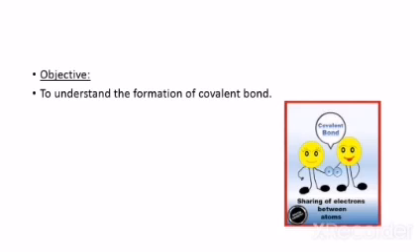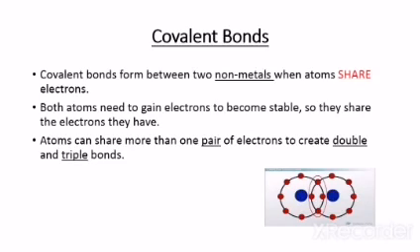Our lesson today is about covalent bonding, which is electron sharing. What is a covalent bond? A covalent bond forms between two non-metals when atoms share electrons. So the concept of covalent bonding is to share electrons, and it takes place between non-metals.